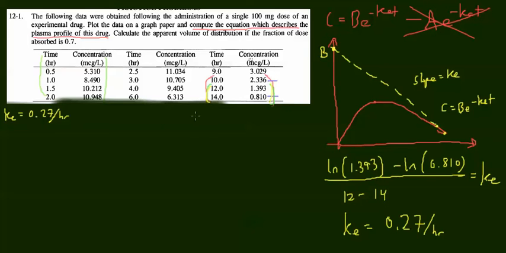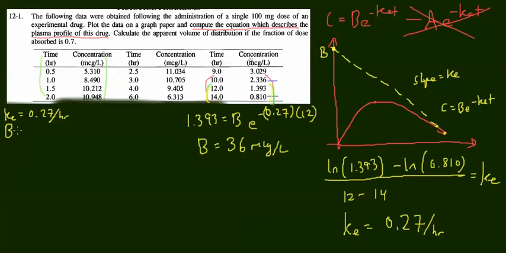So if time is 12, concentration is 1.393, which is equal to b times e to the negative k t, where we found k is 0.27, and time is going to be 12. So if you do the math, b ends up being 36 micrograms per liter. And just as a note, I write it down on the side: 36 micrograms per liter.